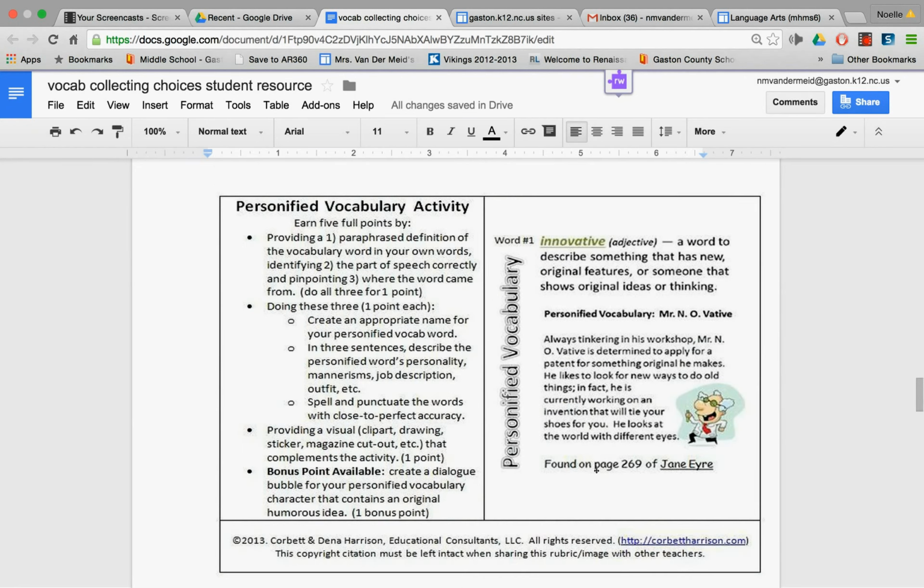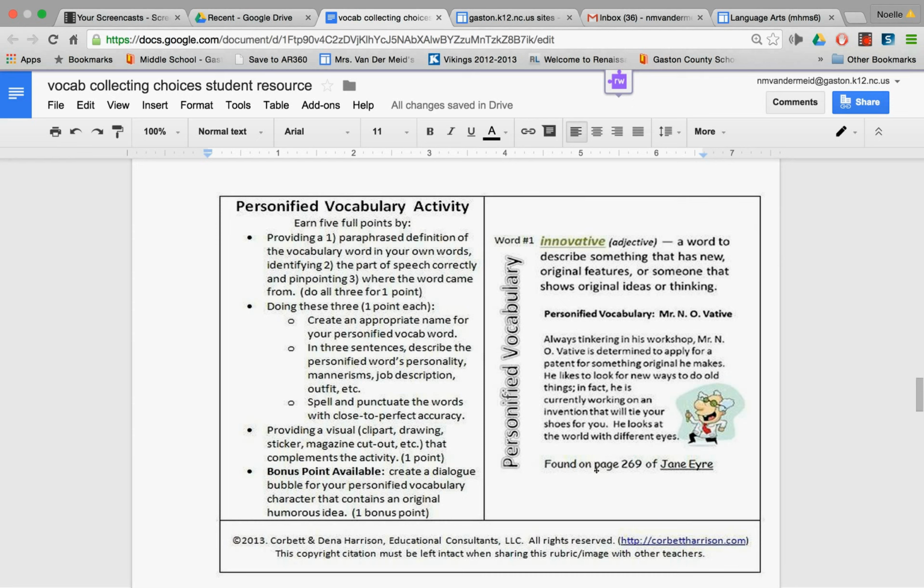The personified vocabulary activity. Now, this one's my favorite for students to do because it's super creative and it really makes you have to think about the word in a more abstract way. You're going to set your word up the same way with your word, part of speech, paraphrase definition. Then you're going to try to imagine if the word were a person. So in this case, our word is innovative.